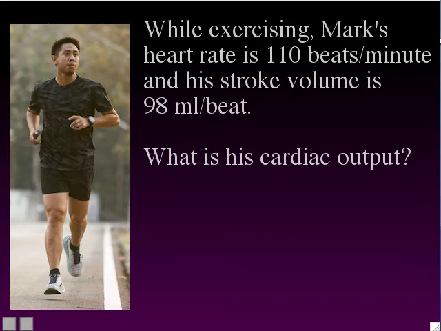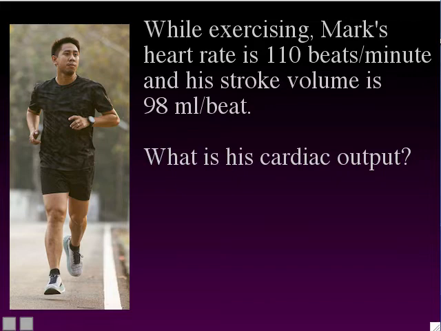And before we do the actual calculation, let me point out something. The body will automatically adjust the cardiac output to meet the body's current oxygen need. And so, for example, when Mark is jogging, his body needs more oxygen, especially his muscle tissues do. His body's oxygen need increases when he's exercising, so his body will increase his cardiac output.